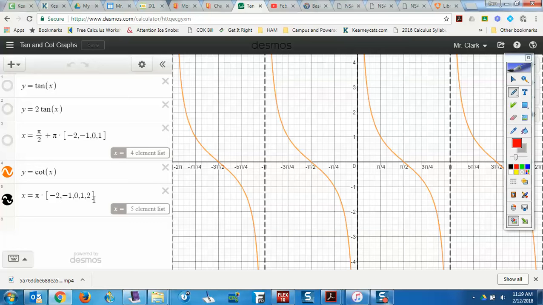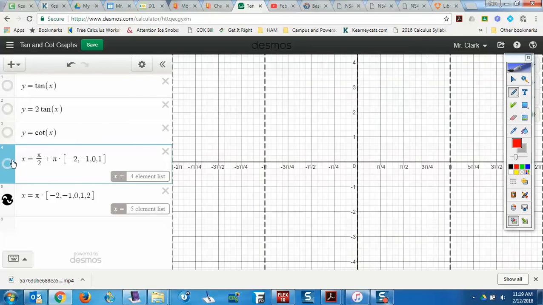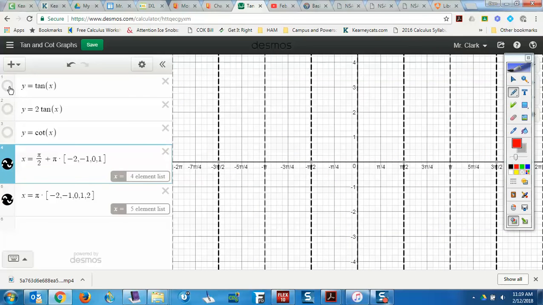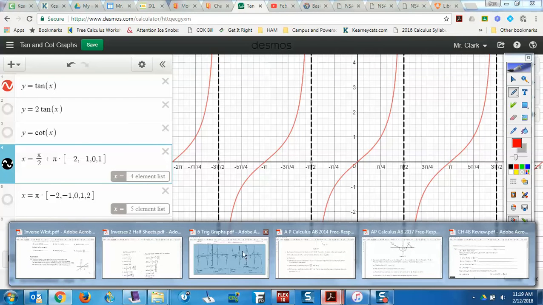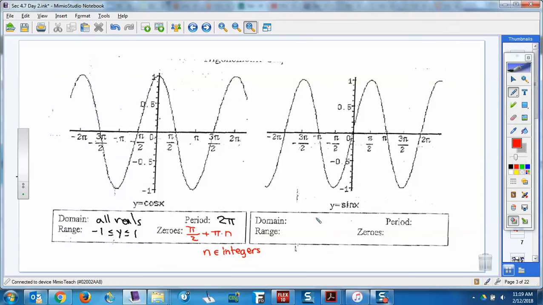For tangent, your asymptotes are at pi halves, and then they go every pi. Let me get rid of that. So they're at pi halves and then 3 pi halves, just like our zeros are on the cosine graph. But they're pi halves and then multiples of pi. So I had pi halves plus, and then I just did that. Okay, it's the same idea. That's going to be something we will do a lot of later on. So don't be freaked out when you see it. Okay, again, sine, all reals, right? Domain, -1 to 1.